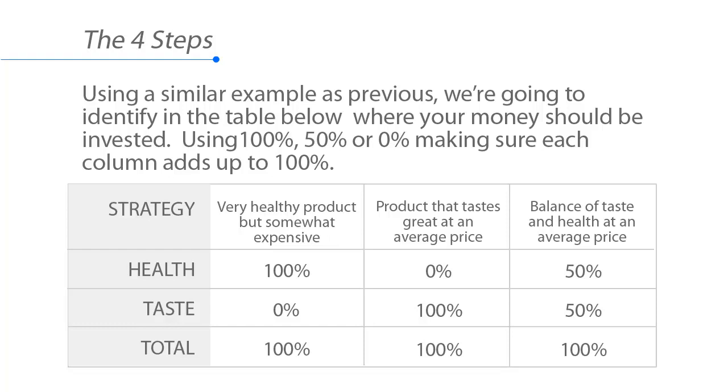In the third example, we want a balance of taste and health at an average price. Balance means we have to make investments in both health and taste. In this case, we'll do 50% in health and 50% in taste. So there's a balance of investments for a total investment of 100%.